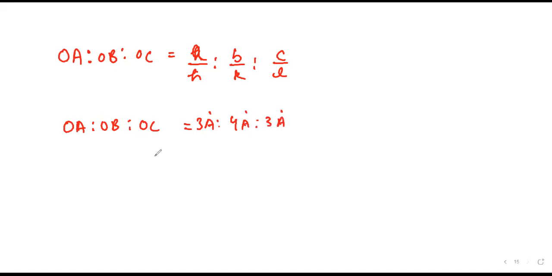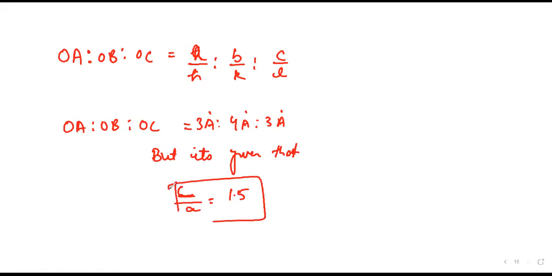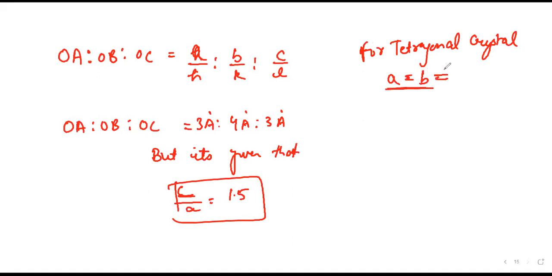Now, but it is given that c by a is equal to 1.5. Why is it given? Here we know that for a tetragonal crystal, a is equal to b. Two sides are equal, but the third side is not equal to those sides. So here we can write b is equal to a, and c is equal to 1.5 times a.